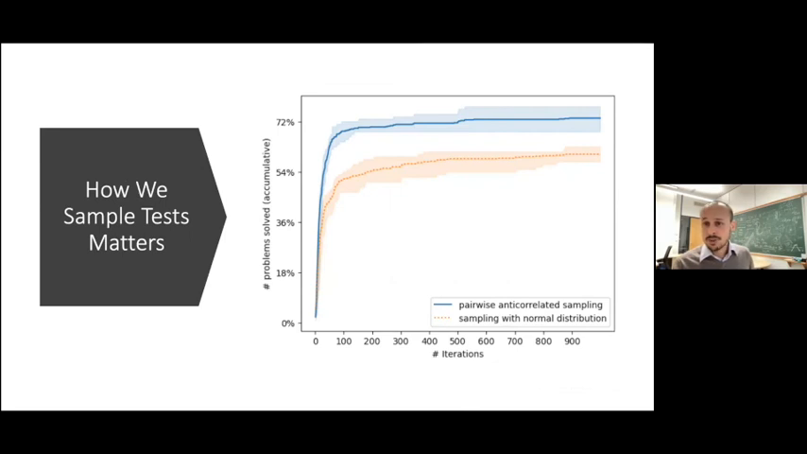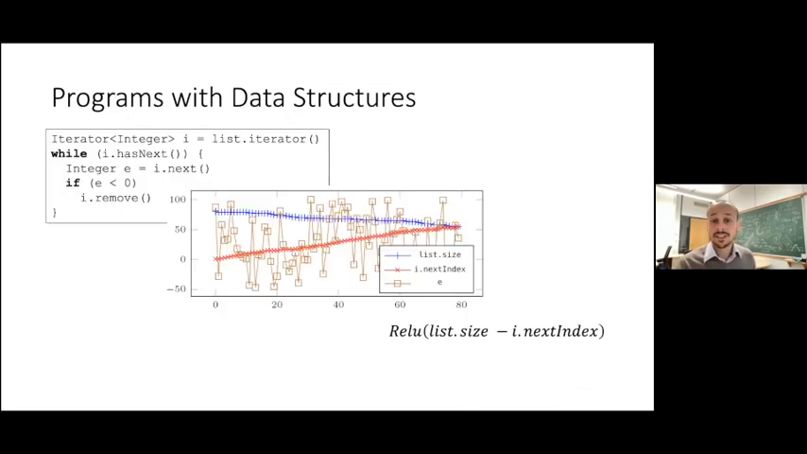How we sample the data matters. I won't go into this. And well, we have applied this also to programs with data structures. This is nice because it can discover termination arguments also in more complex programs.